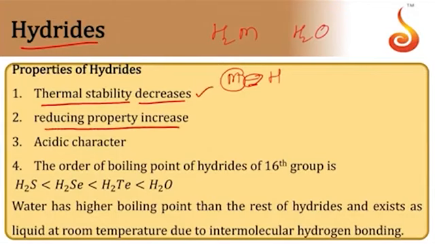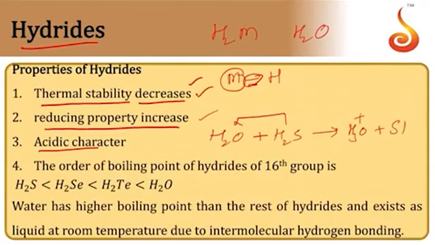Reducing properties increase. When the stability is decreasing, they can very easily give up hydrogen, and thereby reducing property starts increasing. Now, acidic character. These compounds, except water, have acidic property. Suppose you take H2O plus H2S, H2S gives a proton to H2O, so it exists as H3O+ and SH-. So it's a proton donor, nothing but an acid molecule. This proton donating property increases down the group.